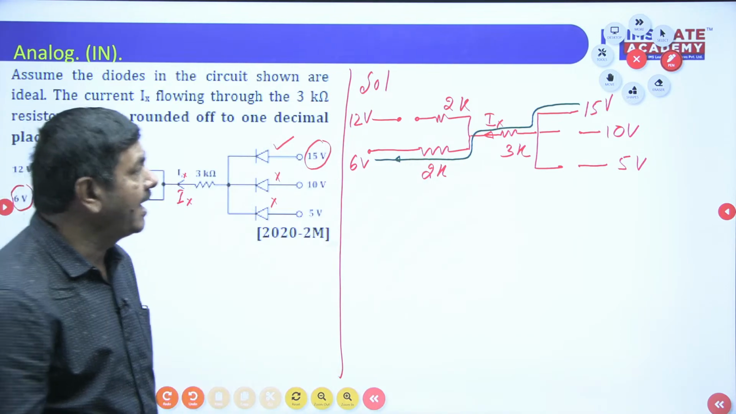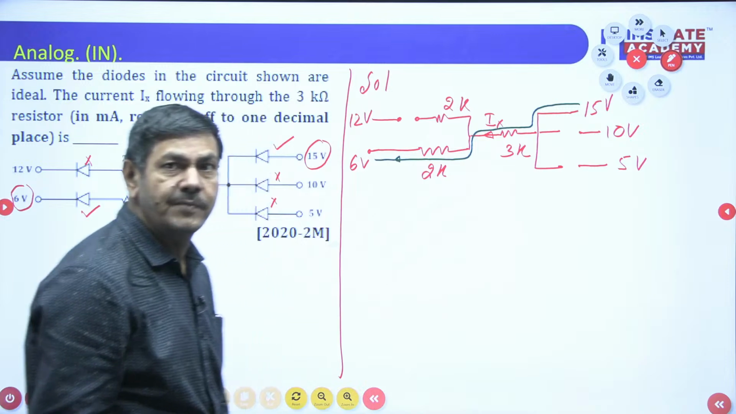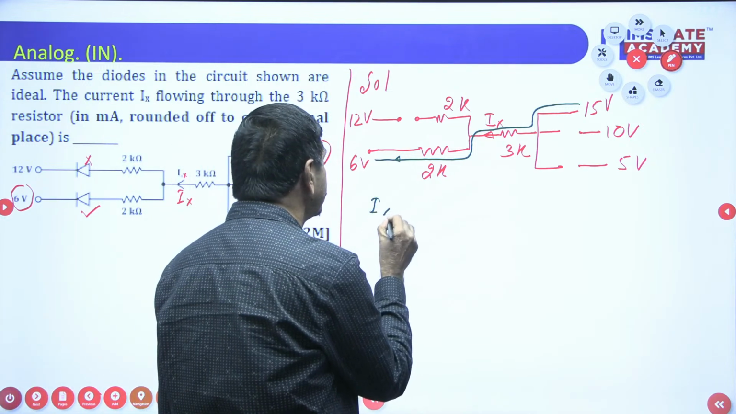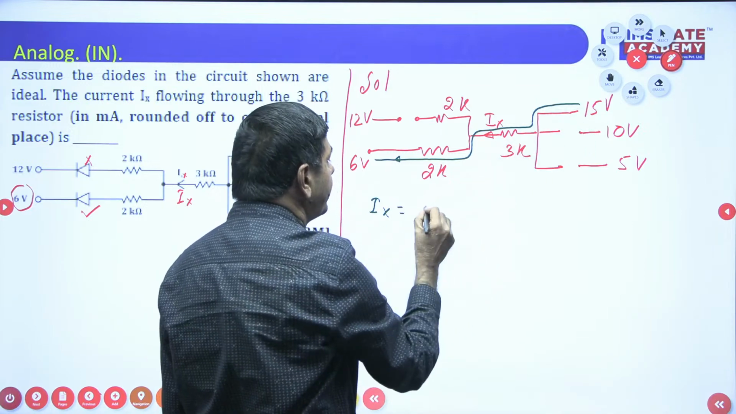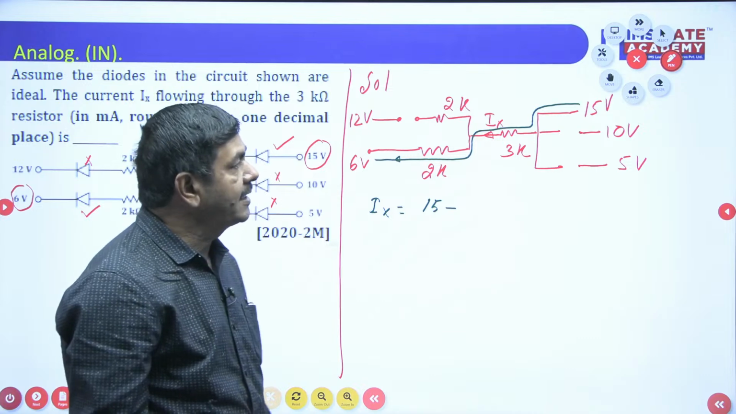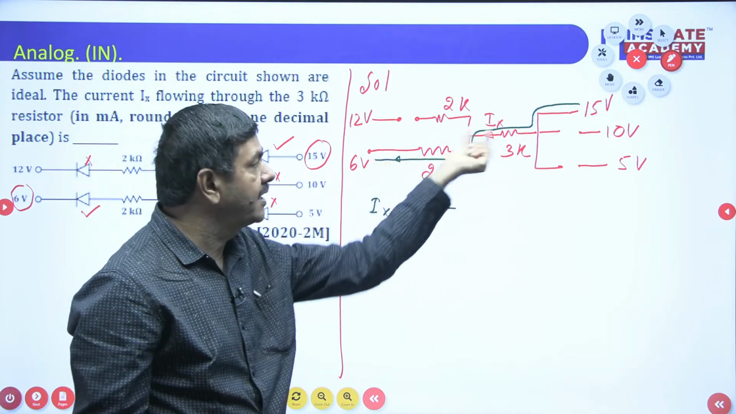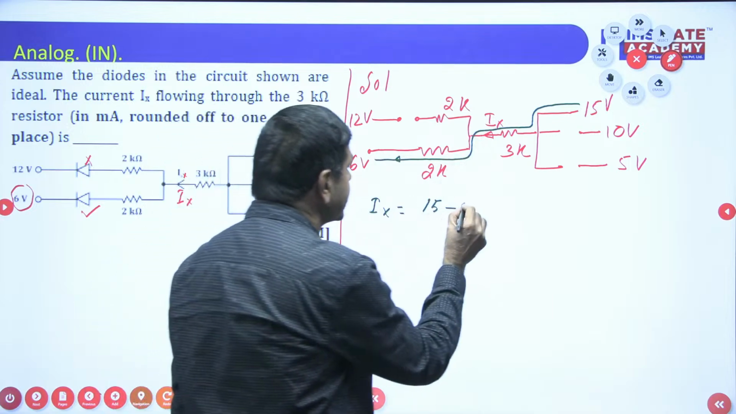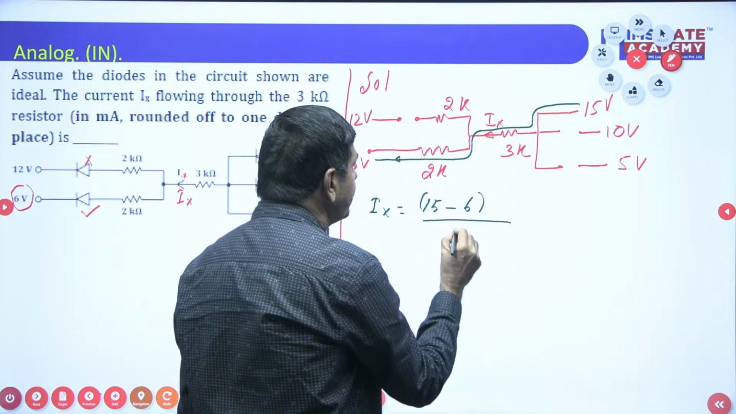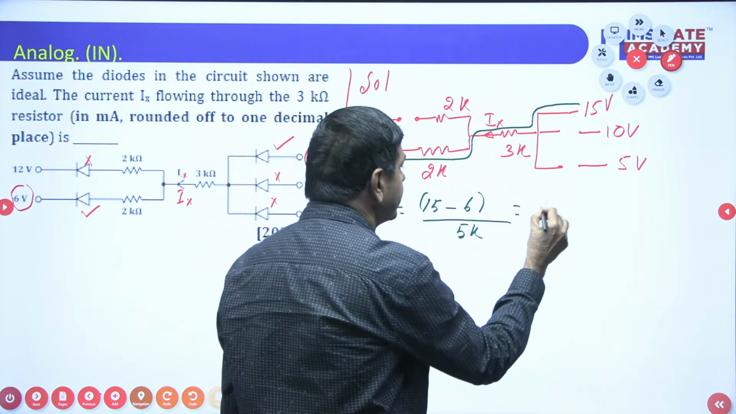How can I measure Ix? The difference of voltage by resistance only. We can just apply Ohm's law. Ix equal to, the input side I got 15, minus what current is passing across 3K, the same current is passing across 2K. These two are in series only now. 15 minus 6, divided by total resistance 3 plus 2, 5K. 15 minus 6, 9 by 5.